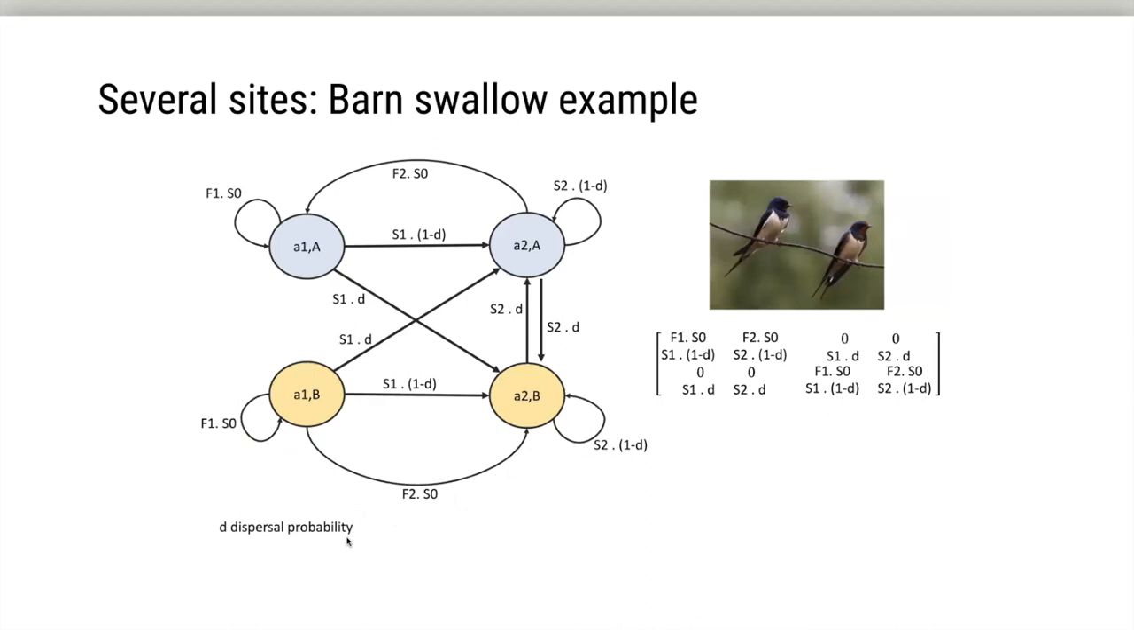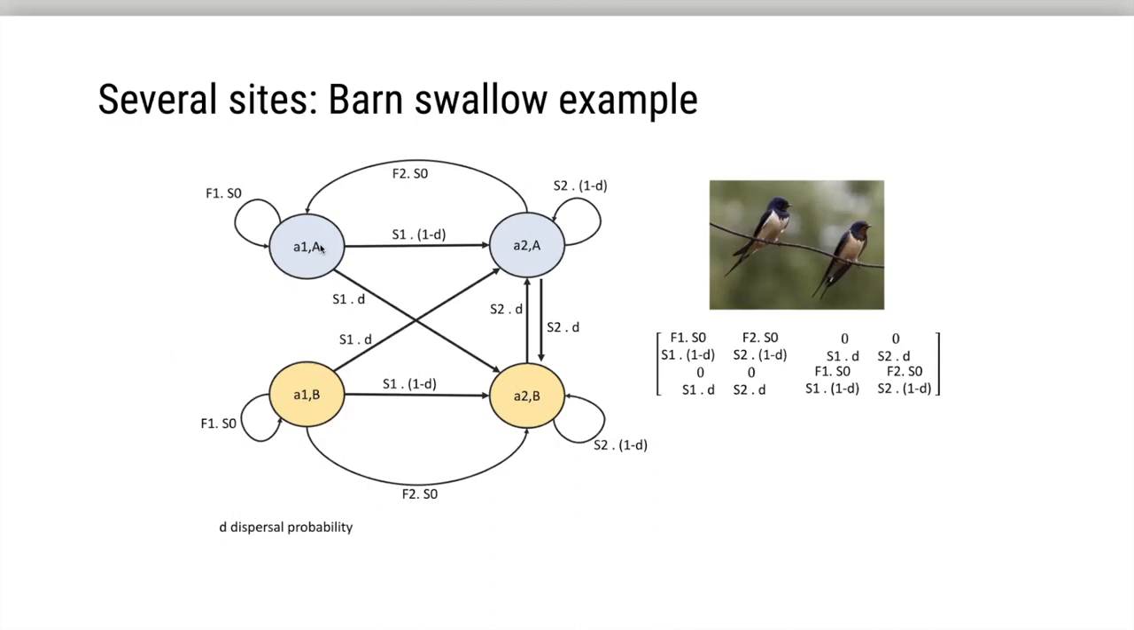I'm going to show you a few examples of how you can integrate different types of information into the life cycle. For example, here it's for the barn swallow. If we consider two sites of reproduction, you would just have to include the geographic sites as cycles or compartments in your population. This way you can model the immigration and emigration rates from one site to the other, just as a flow of individuals between your sites.